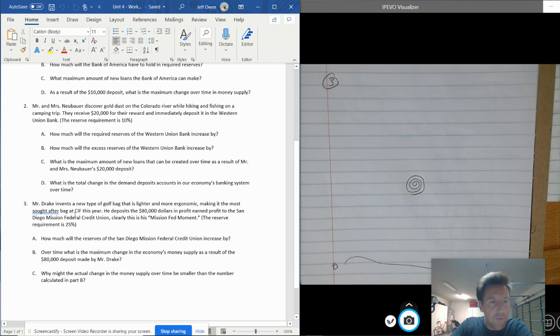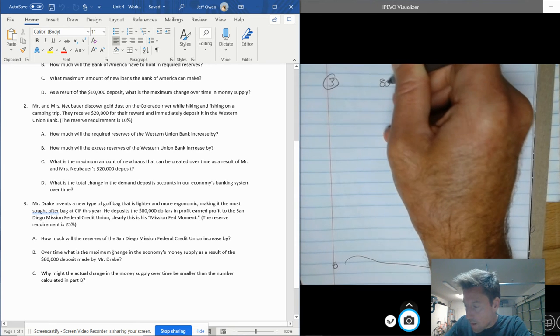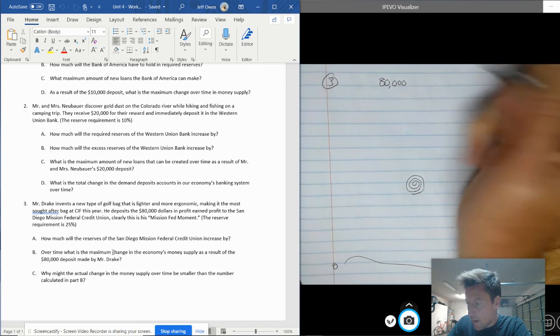All right, Mr. Drake invents a new type of golf bag that is lighter and more ergonomic, making it the most sought after bag at CIF this year. He deposits $80,000 in profit earned at the San Diego Federal Credit Union. Clearly, this is his mission fed moment. Clearly, that's a dad joke. The required reserve ratio is, yikes, it's huge. It's 25%. All right. So this is going to be a calculator problem. So Mr. Drake took in $80,000.